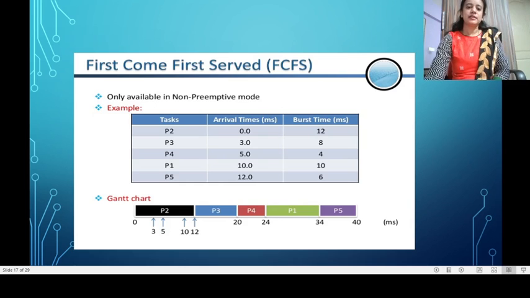According to the first come first served CPU scheduling algorithm, whichever process comes first will be given the chance to execute first. In this case, P2 comes first and will be given the chance to execute first. Till P2 finishes, P3 will not get the chance to execute by the CPU. P2 finishes at 12 milliseconds, then P3 is in the ready queue and after that it will be given the chance to execute. After P3 completes, P4, then P1, and at last P5 will get the chance to execute.